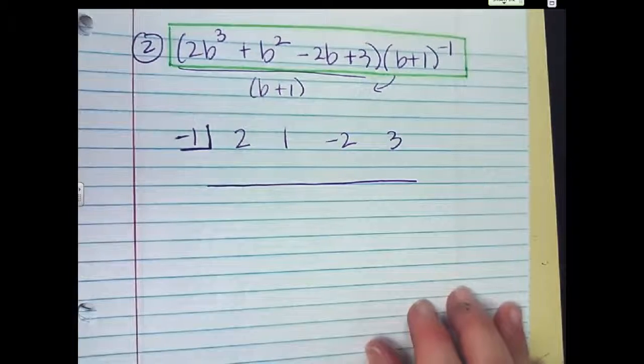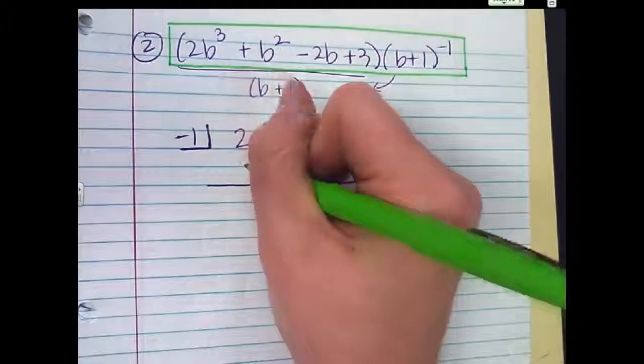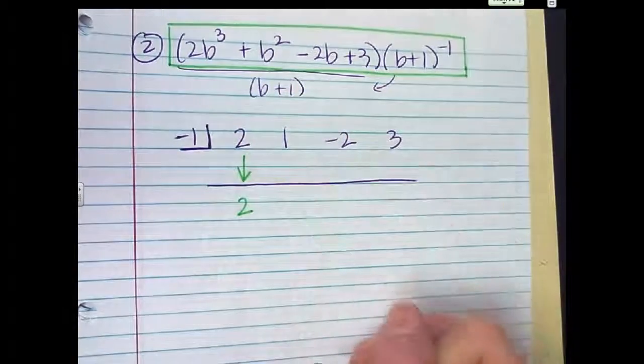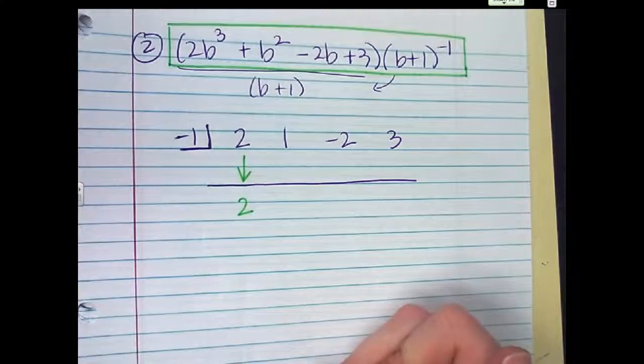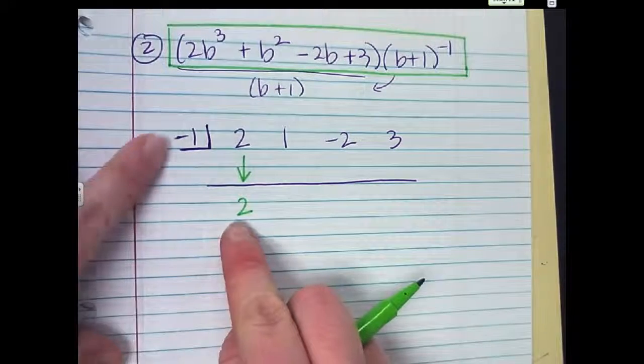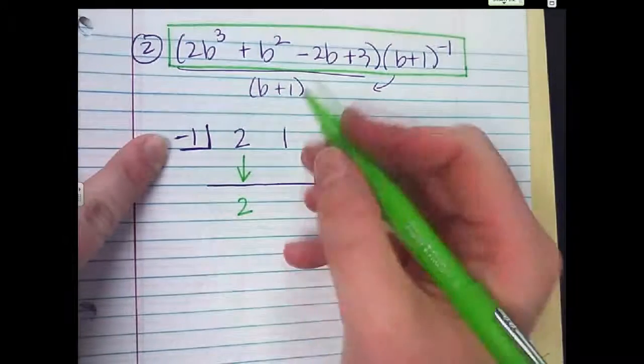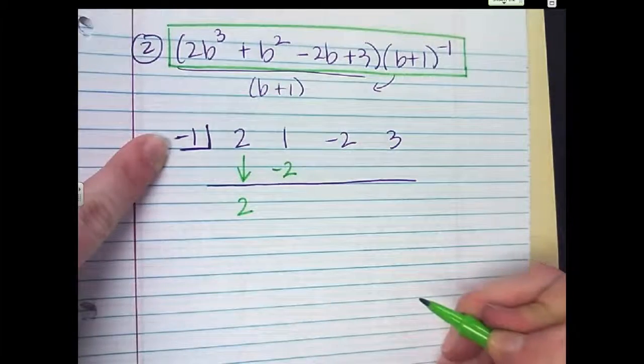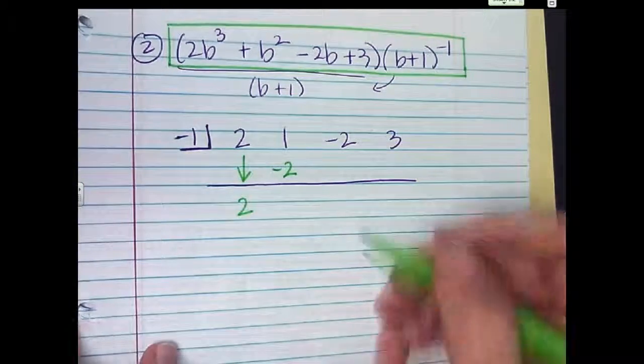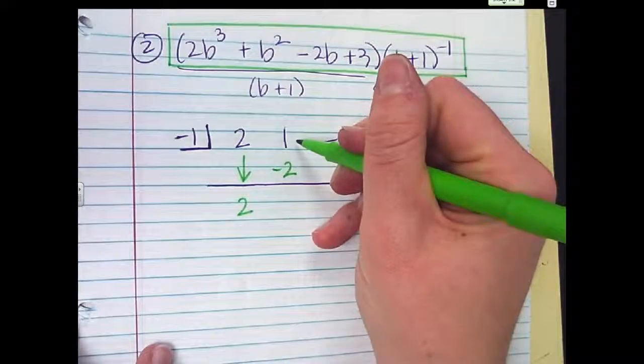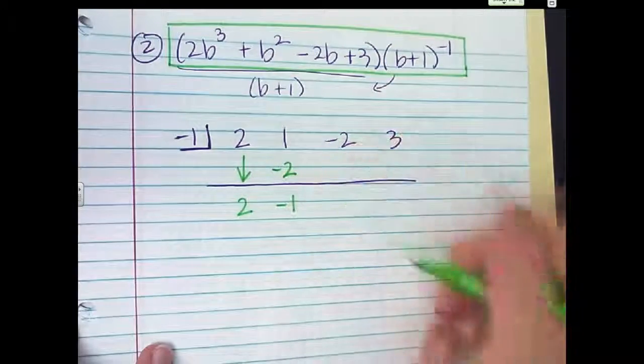What's the first thing you do? Right, bring the first number down or drop the 2, whatever you want to call it. So everything under the line is multiplied. So 2 times -1, -2. It goes in the next space. You just add going down. So 1 plus a -2, -1.